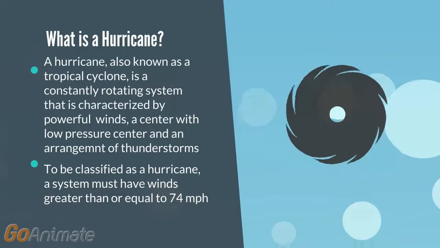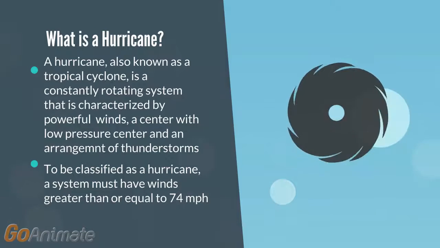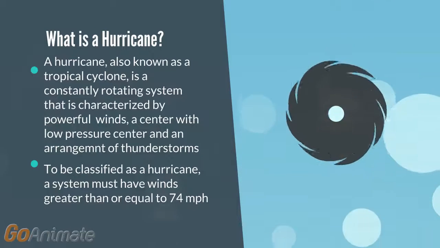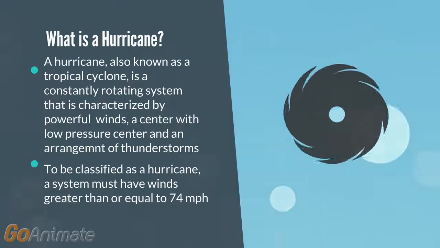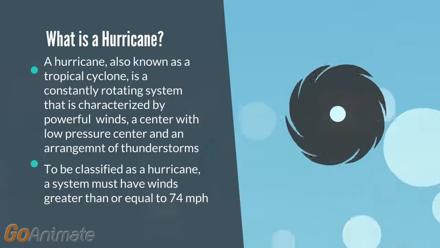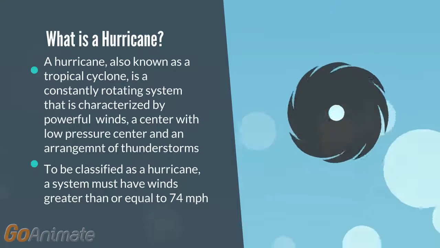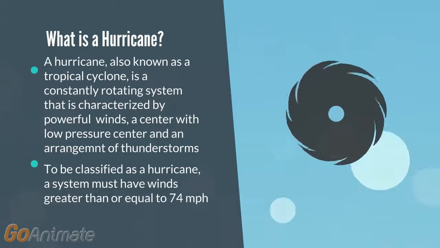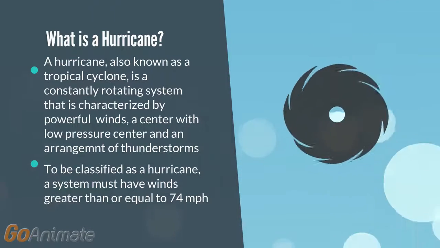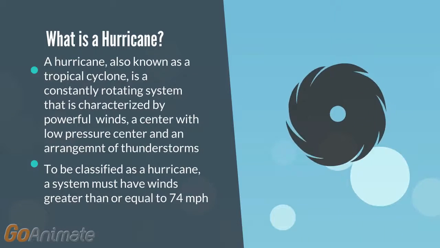What is a hurricane? A hurricane, also known as a tropical cyclone, is a rapidly rotating system characterized by strong winds, a low-pressure center, a closed low-level atmospheric circulation, and an arrangement of thunderstorms. To be classified as a hurricane, a system must have winds greater than or equal to 74 miles per hour.